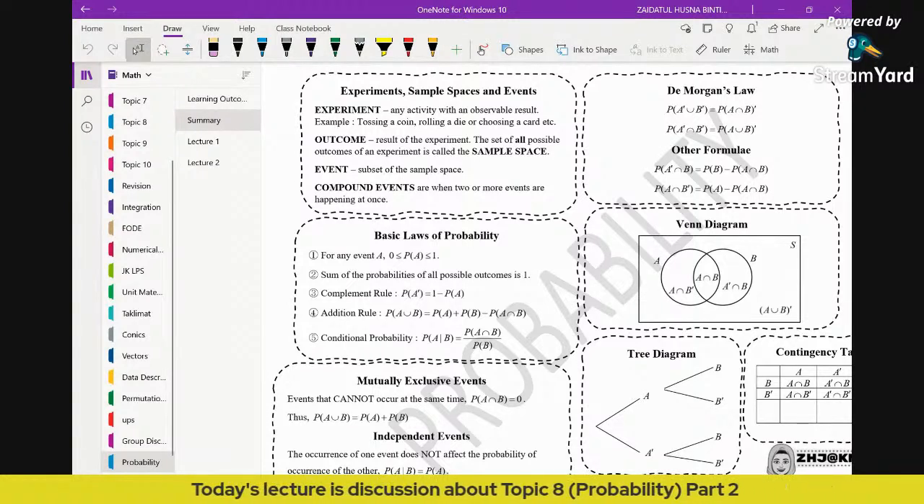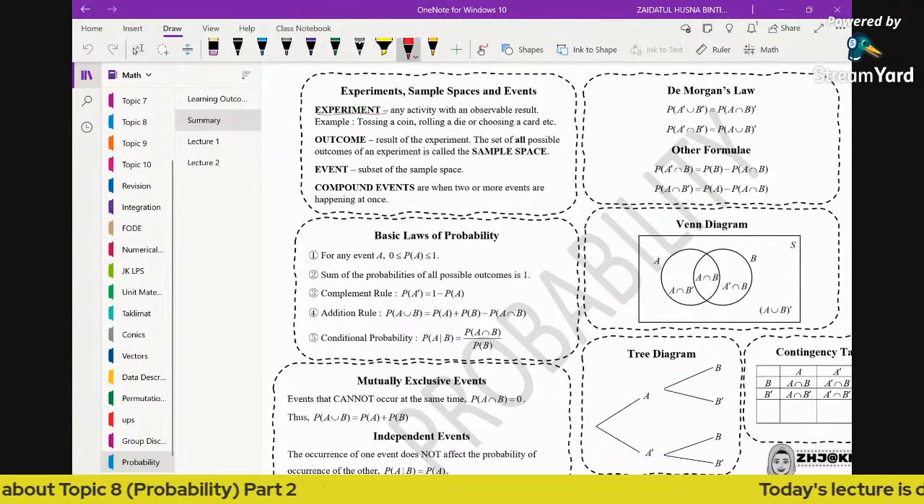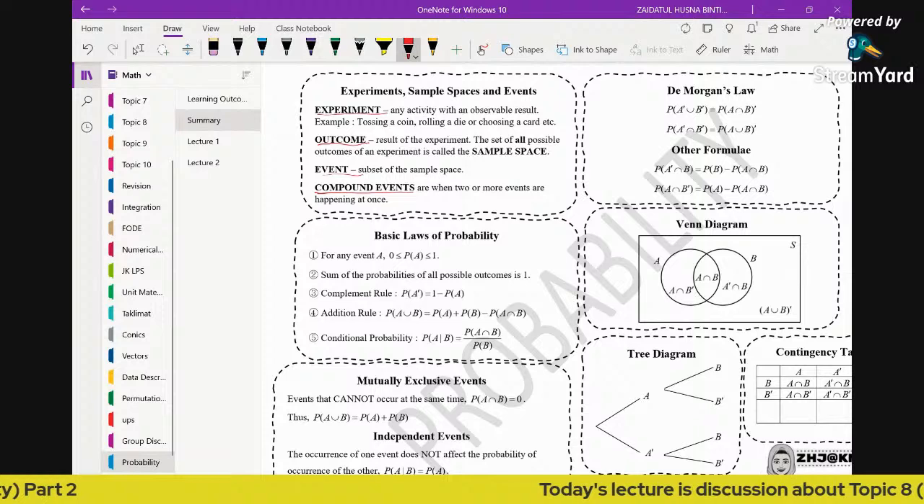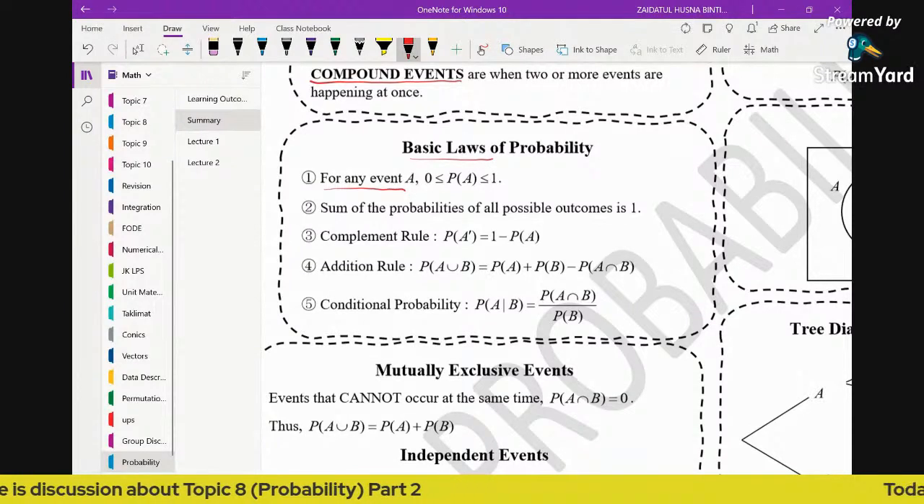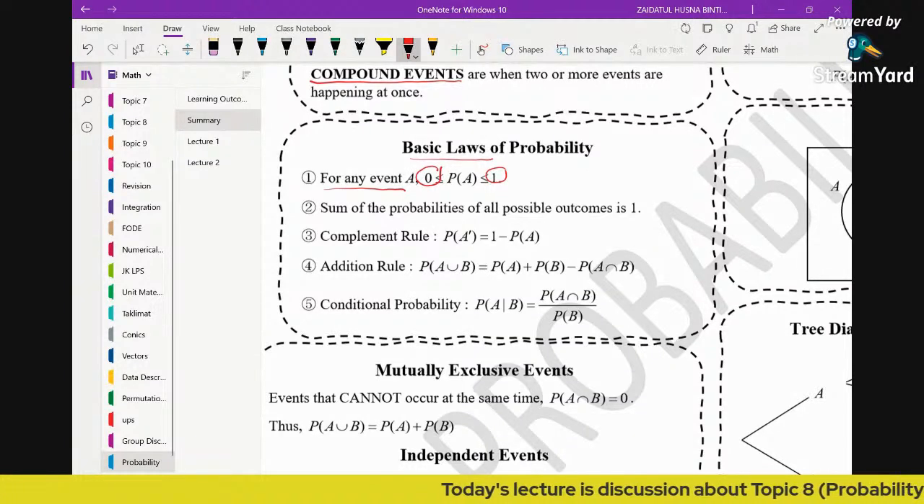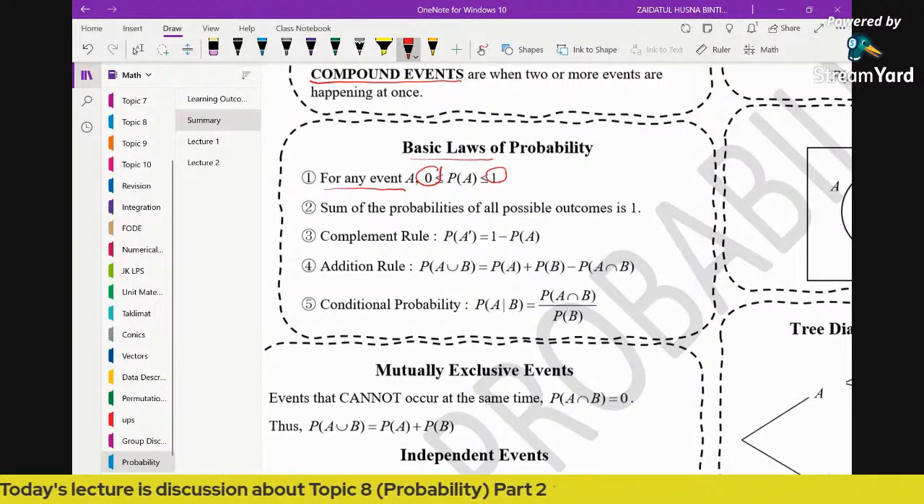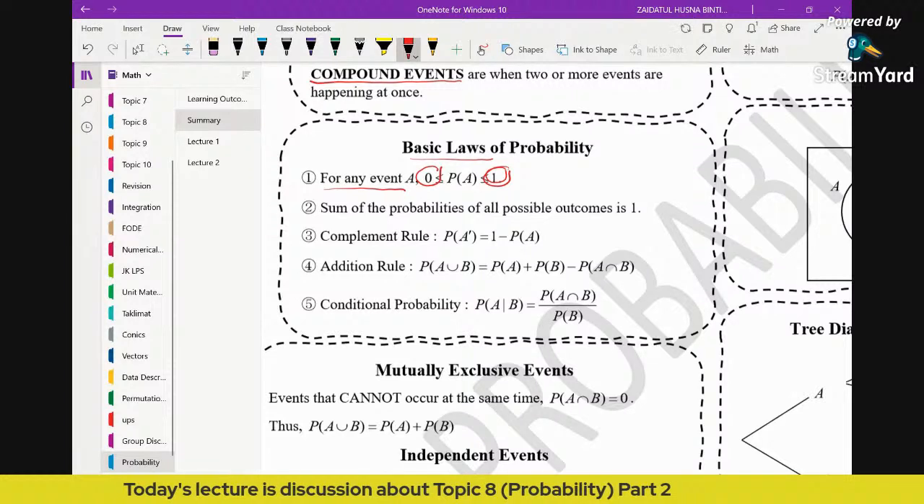And thus you'll be able to tackle any questions given. As we discussed last time, we discussed all the important terms in this topic, and also the basic laws. Let's recall the first law of probability. For any event, the probability value must be from 0 to 1. If the probability is 0, we call that event an impossible event. It will never happen. If the probability of the event is 1, we can say that the event is an absolute event. We are confident enough that the event will happen.